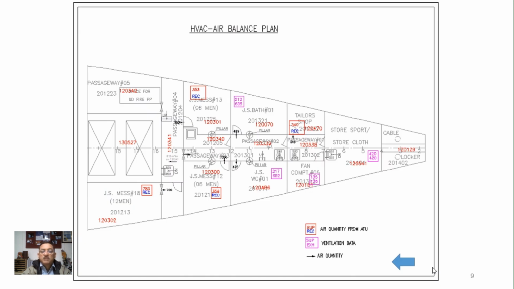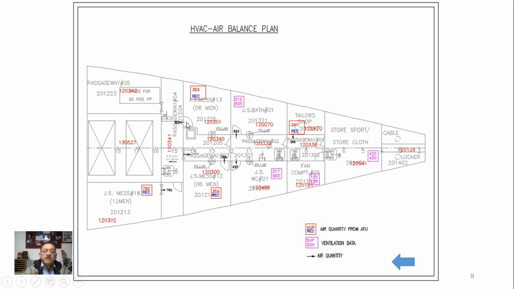Now, this is an example of an air balance drawing that I'm showing. Let's say that we are talking about a compartment which is called the junior sailors' mess. We can see that there is an air quantity written, 353, in red. This is the supply air that is being supplied to the compartment. For this supply air, we have provided an inlet. This much air should be able to go out from the compartment continuously, and therefore we have to provide a louver of the required size, or a duct of the required size and capacity, so that this air can be removed.